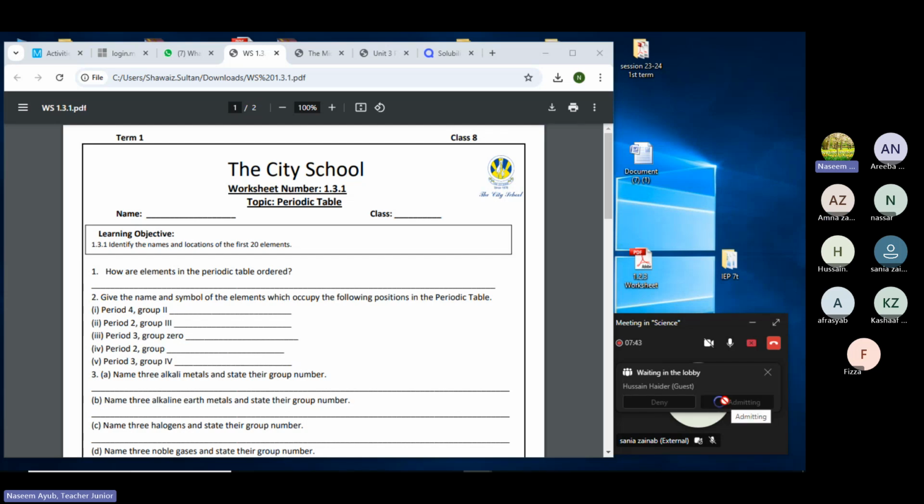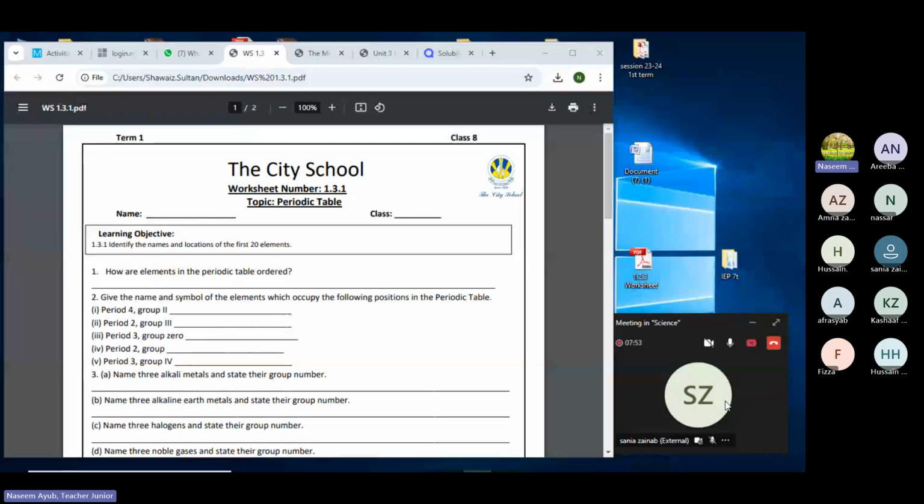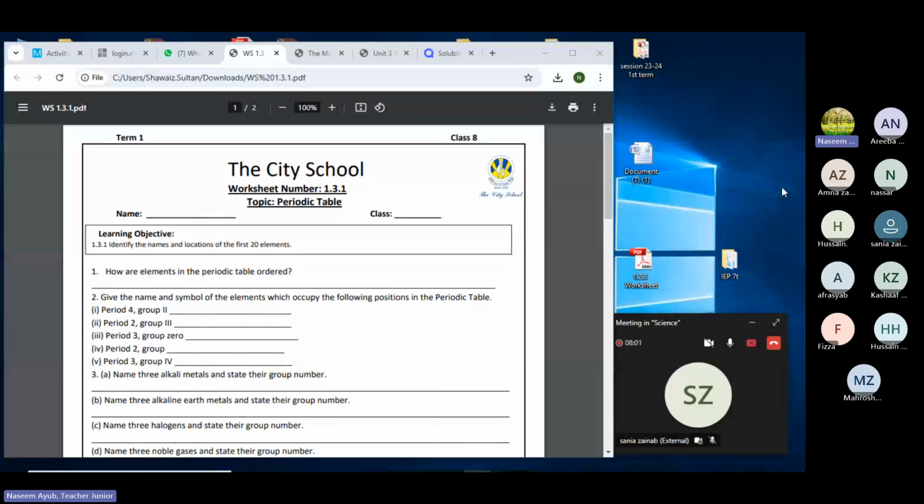So we talked about how elements are arranged according to groups and periods. Here is the worksheet that you can see on your screen. This worksheet would also be assigned to you as your homework. It's already in your resource pack. Here you can see question number 1: how are the elements in the periodic table ordered?